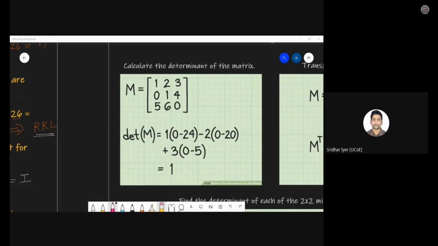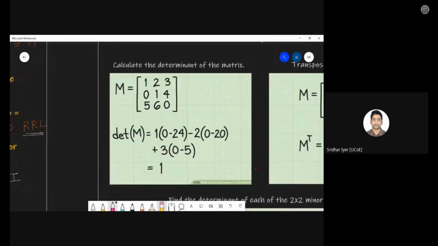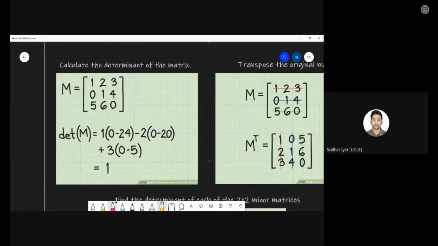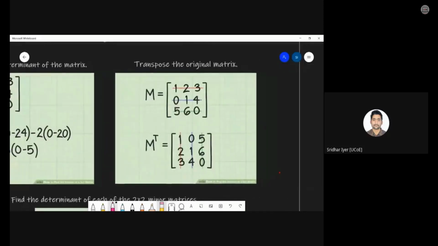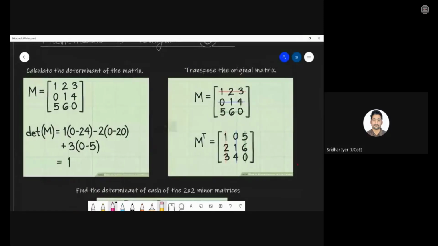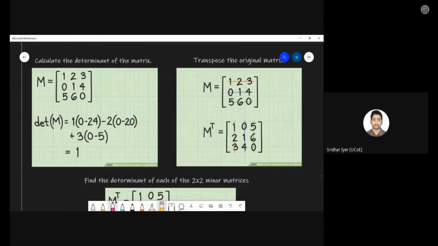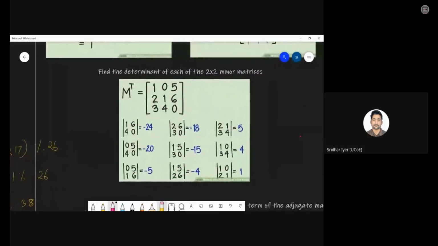Yes, correct. So now you need to move on to the next step. The very first step is to check whether the determinant is possible or not. If the determinant is 0, then you can't move ahead with the inverse. That doesn't happen, because otherwise the question is pointless. Next step is to calculate the transpose of the original matrix. Now you know how to transpose a matrix: rows get converted to columns, and columns become rows. Right? Third step is to find the determinant of each of the 2 by 2 minor matrices.